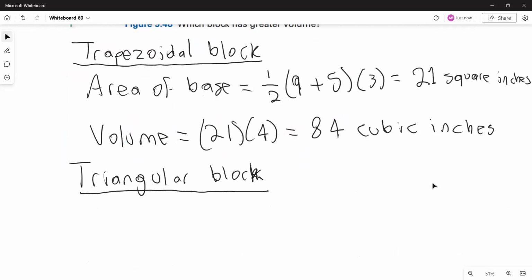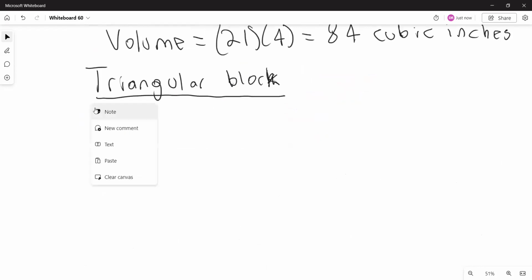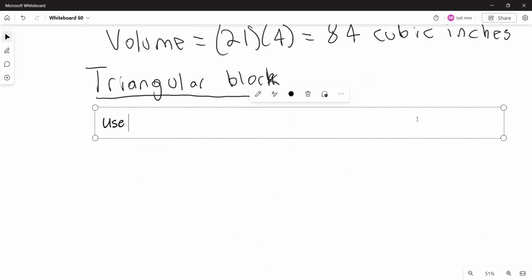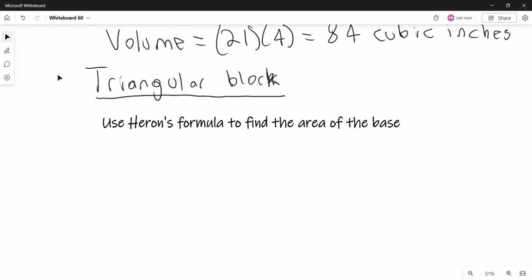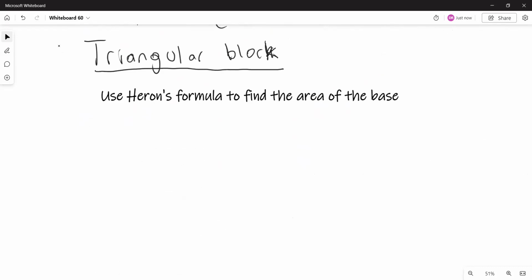Okay, the triangular block. We know the length of the sides of the triangle that forms the base. So we cannot use the formula 1/2 times base times height. We need to use Heron's formula to find the area of the base. Okay, when we use Heron's formula, the sides are 9, 9, and 6. So we need to compute this constant.